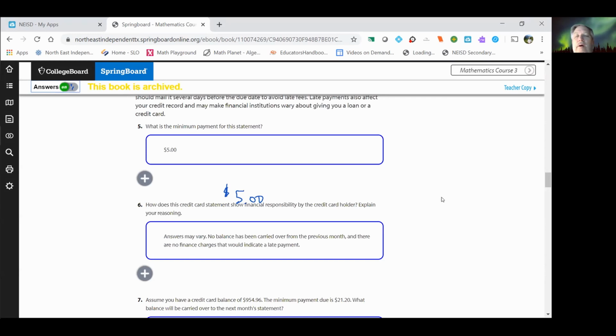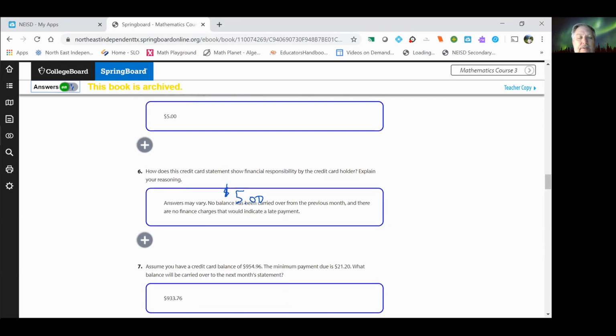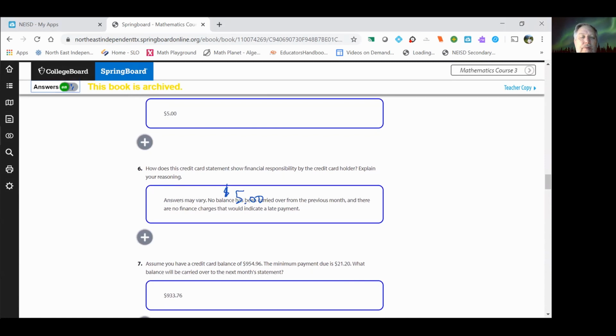And so, of course, what you're doing here is you're taking your balance and subtracting your $21.20. So it's your $954.96, and you're going to subtract the $21.20, and that's going to be the balance carried over because the finance charge is already charged. Now, afterwards, they're going to charge a finance charge and things like that. But for right now, your balance carrying over is going to be the amount due minus the payment.